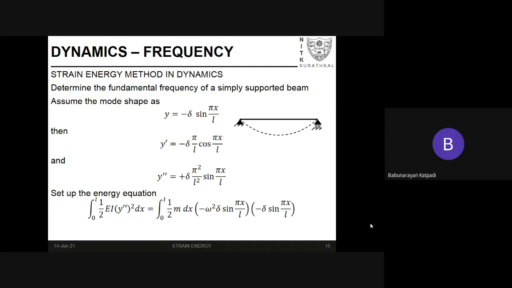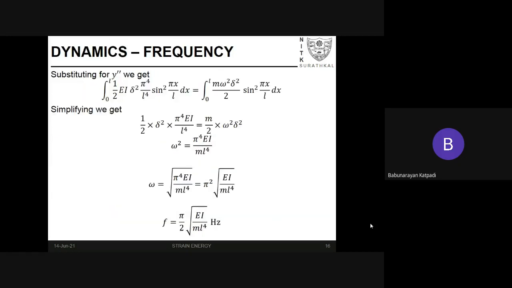Since I know y double dash is delta pi squared by L squared sine pi x by L, I substitute in the equation. On the left hand side, when we do the substitution for y double dash, we get 1 by 2 EI delta squared pi to the power of 4 by L to the power of 4 sine squared pi x by L dx, integrated from 0 to L, equal to m, the mass per unit length, omega squared delta squared by 2 sine squared pi x by L dx. Now simplifying, we get half delta squared pi to the power of 4 by L to the power of 4 EI equal to m by 2 omega squared delta squared. Delta squared cancels, half cancels.